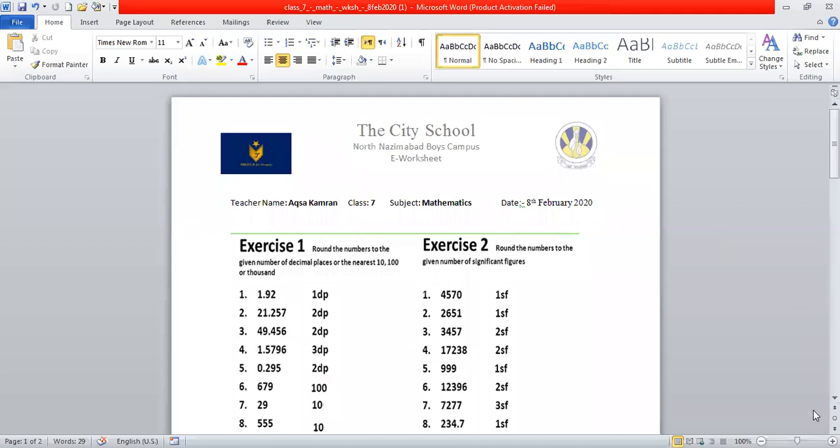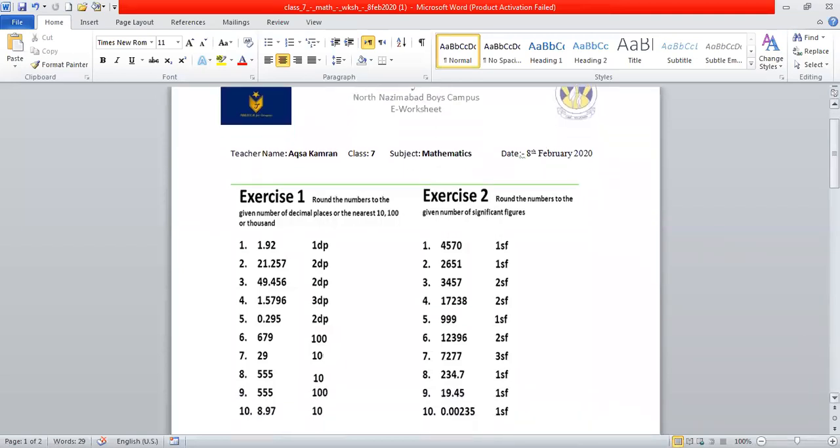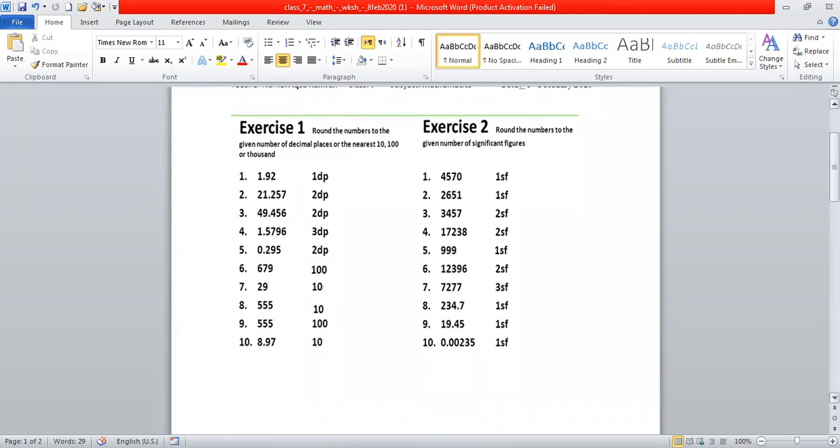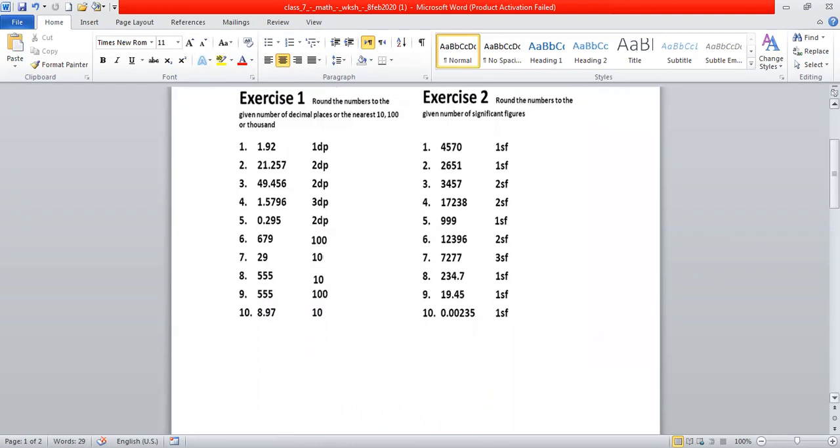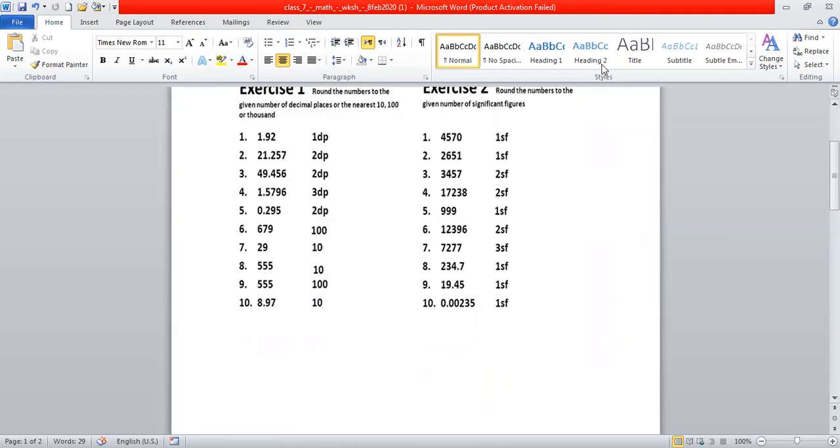Now I'm again here with this worksheet, exercise 1, part 1, 1.92. You have to round off this number to one decimal place.